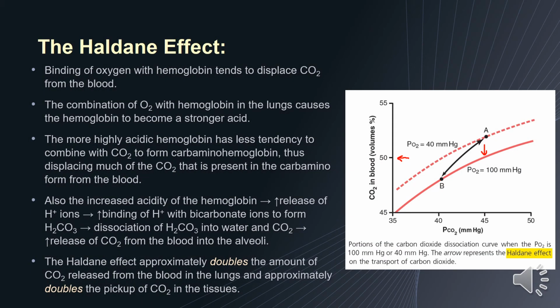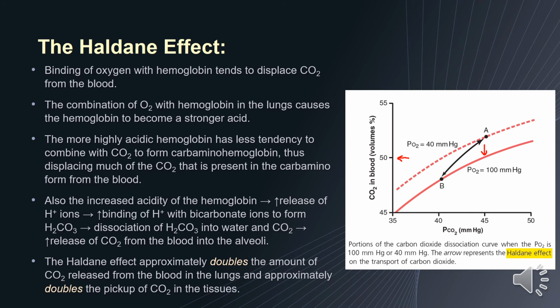The Haldane effect. The Haldane effect is a property of hemoglobin first described by Professor John Haldane. He noticed that oxygenation of blood in the lung displaces carbon dioxide from hemoglobin, which increases the removal of carbon dioxide. So this property has been named as the Haldane effect. That's to say, binding of oxygen with hemoglobin tends to displace carbon dioxide from the blood.